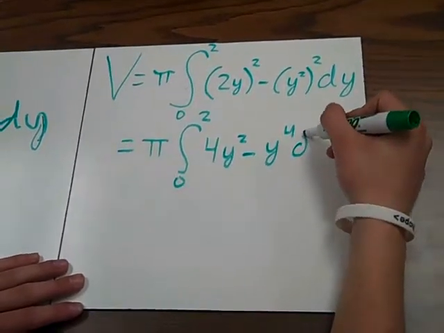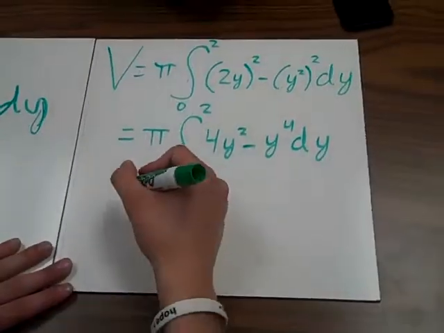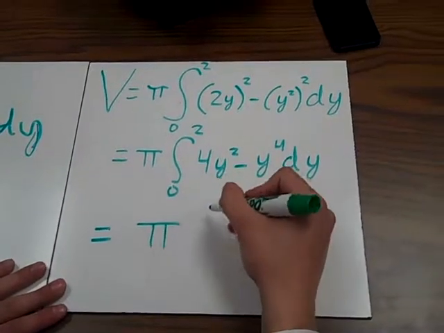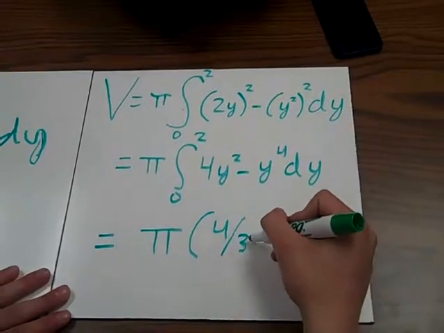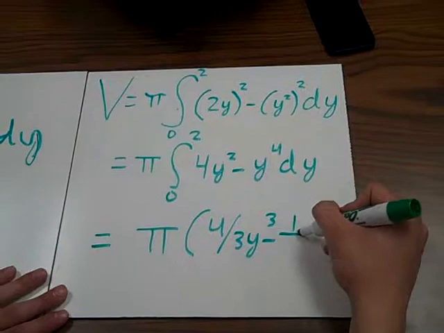Now we go ahead and take the antiderivative of this integral. So we get 4/3 y to the third minus 1/5 y to the fifth, from the bound 0 to 2.